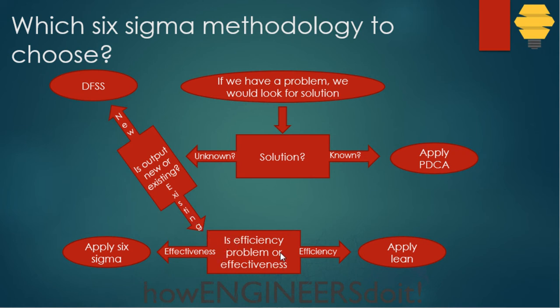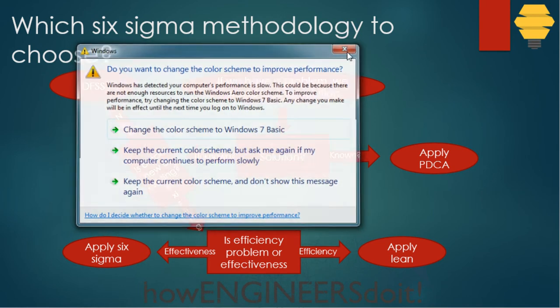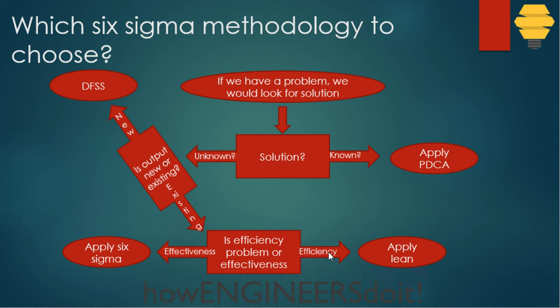Now, is efficiency the problem or effectiveness? Efficiency here is tied with time, cost and effort, whereas effectiveness is tied with result, accuracy and objective. If efficiency is the problem, we'll use Lean. Lean is nothing but avoiding waste. And if effectiveness is the problem, we'll apply Six Sigma, the DMAIC method.